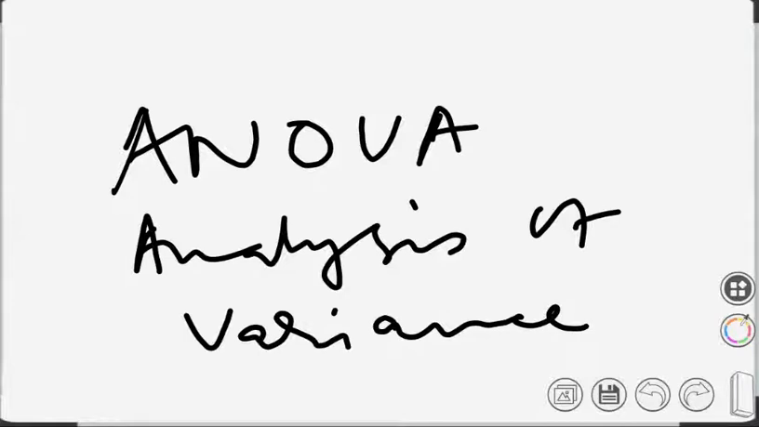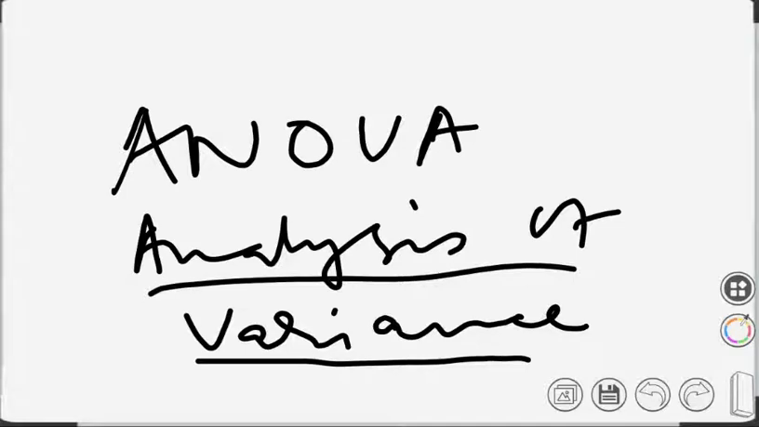Analysis of variance. In fact, this is a kind of non-parametric test, and obviously the name suggests. So we are trying to analyze the variance and try to come to a conclusion about the variance of the distribution. And it's a non-parametric test. So let's take an example, and then I'll try to explain what this ANOVA means, and how we can do the analysis of variance.